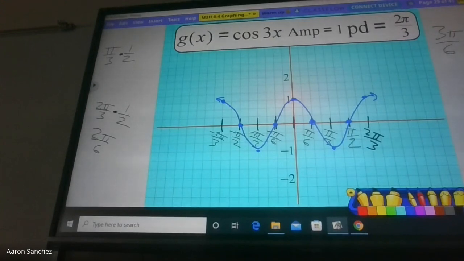What do you guys think? I always miss that dot, that point right there. What a problem.